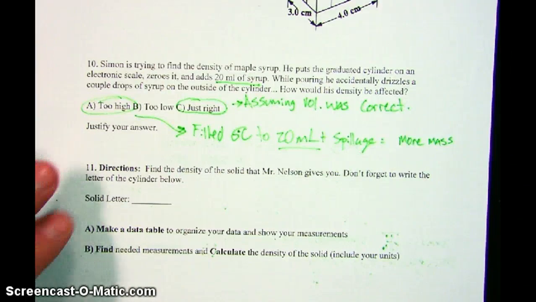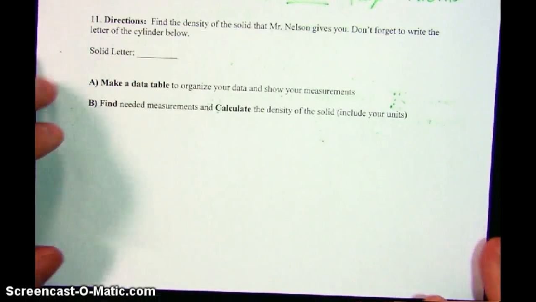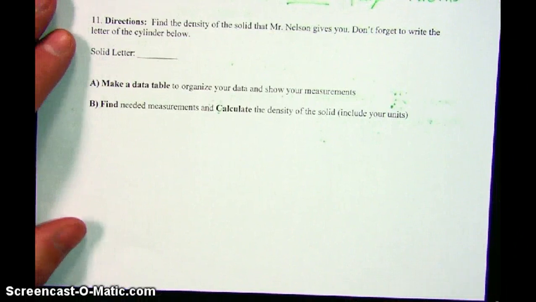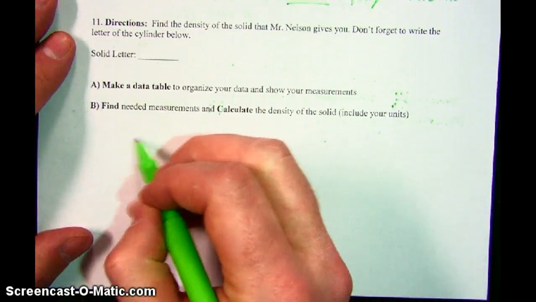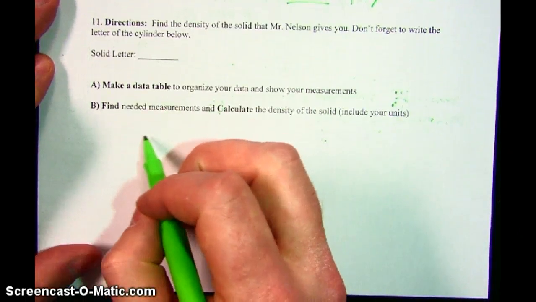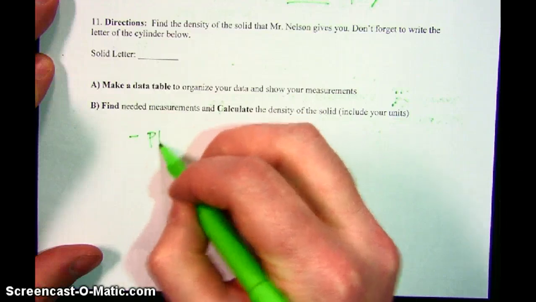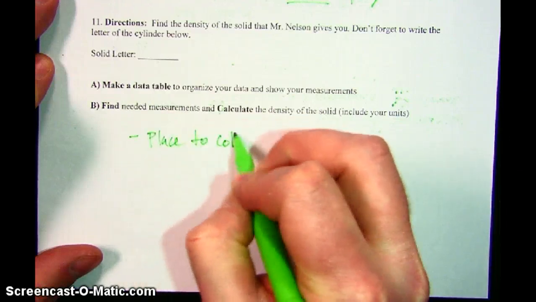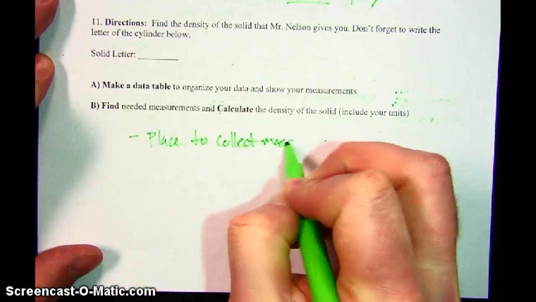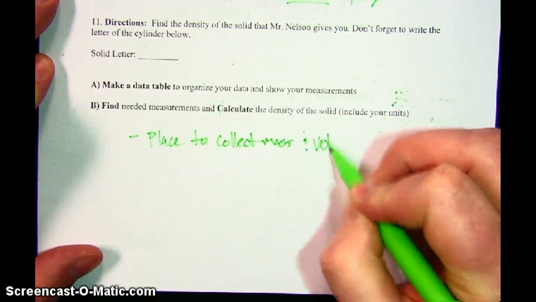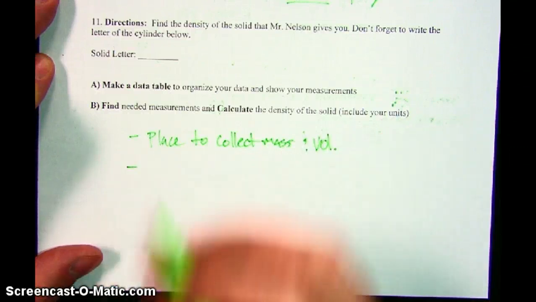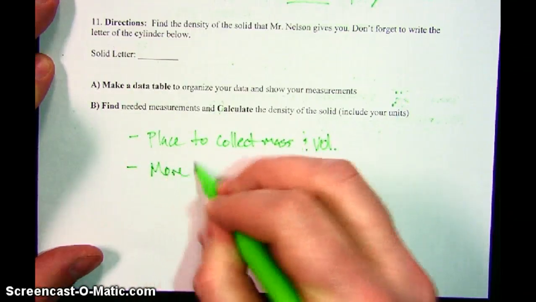The last one that I want to go to is the last question. For this one, I just want you to know how the points were assigned. Each one of these following bullet points is going to be worth 1 point. If you had a place to collect mass and volume on your table, you got 1 point. Another one was more than one trial.